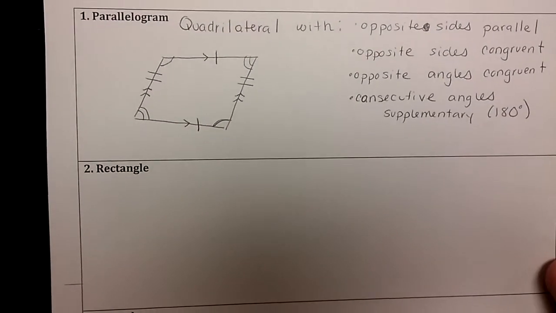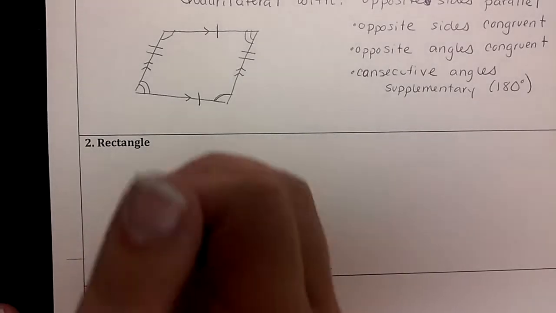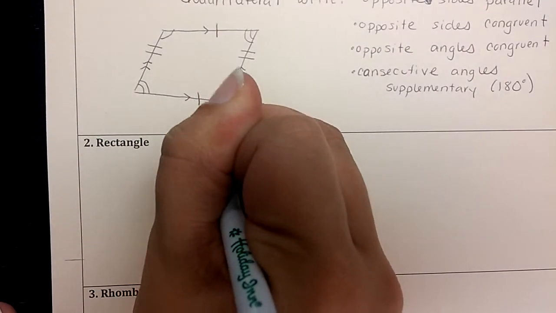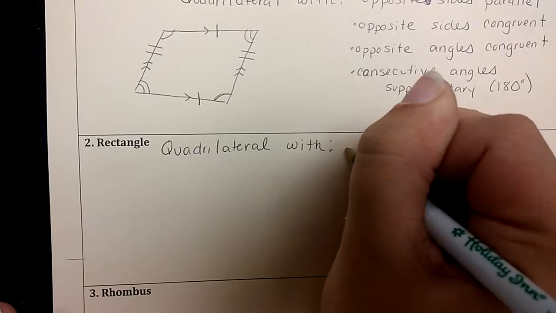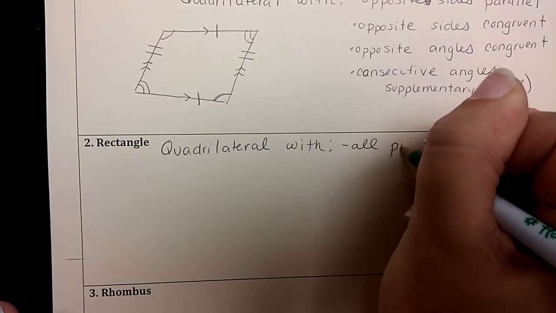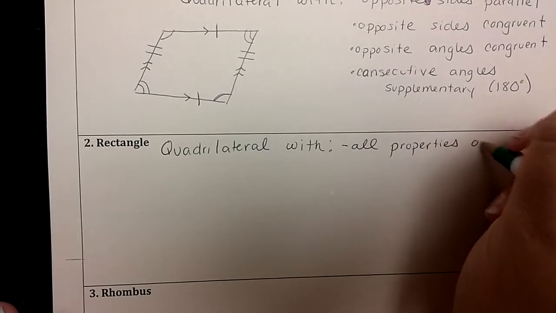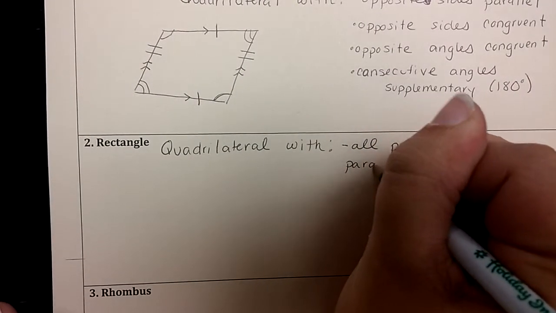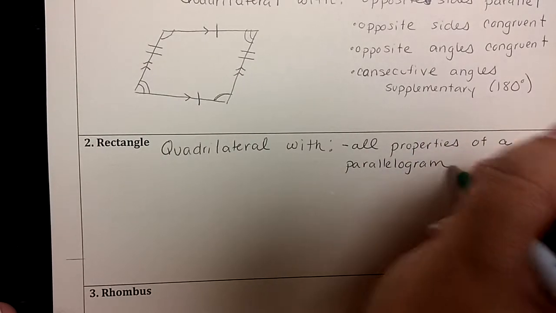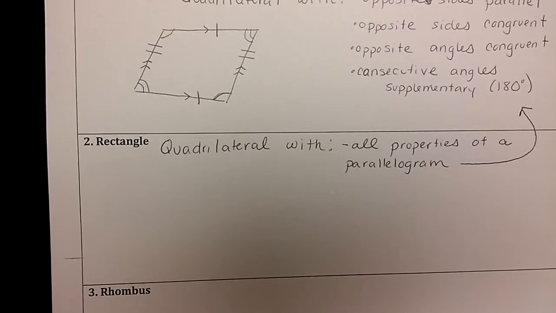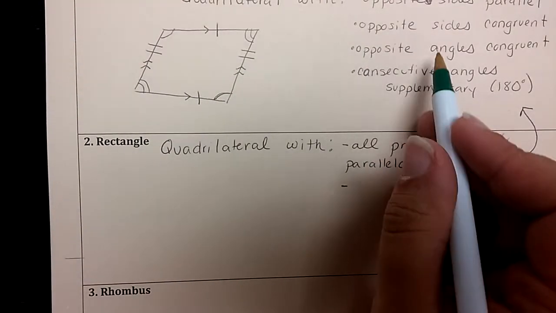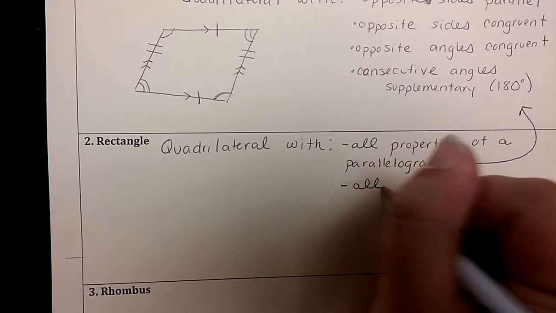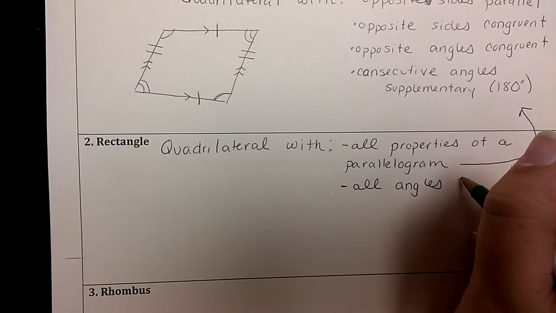The next special quadrilateral that we're going to talk about is a rectangle. A rectangle is a quadrilateral with the following. It has all of the properties of a parallelogram, so all of the properties we just discussed: opposite sides parallel, opposite sides congruent, opposite angles congruent, consecutive angles supplementary. But it gets more specific with the angles. So opposite angles are still going to be congruent, but more specifically, all of the angles are going to be 90 degrees.